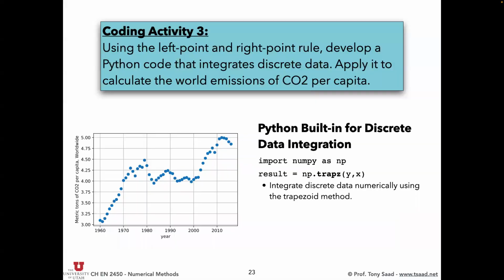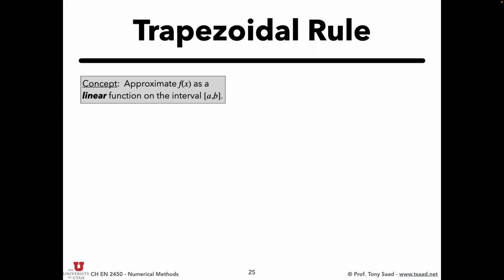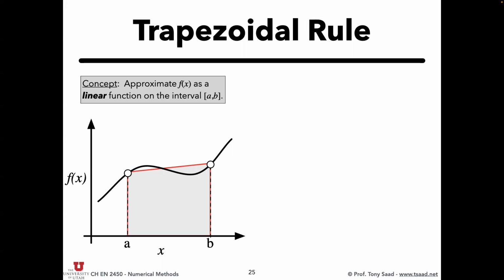Okay. All right. More accurate methods, the trapezoidal rule. Now we started by approximating the function as a constant over an entire interval. A more accurate representation would be to approximate it as a straight line. So you just draw a straight line from A to B, and integrate that straight line.